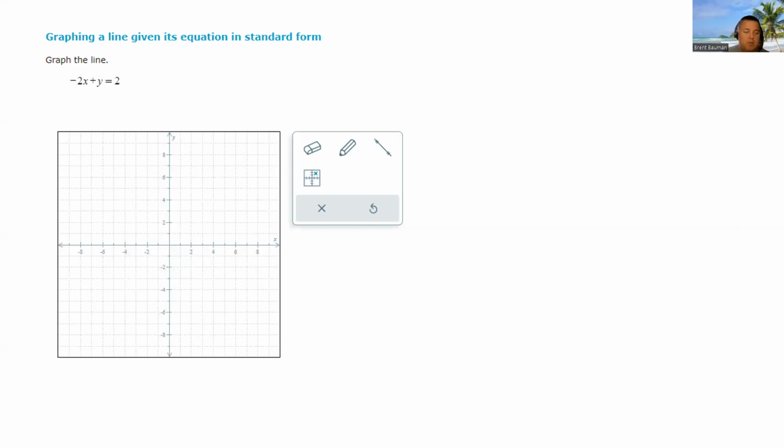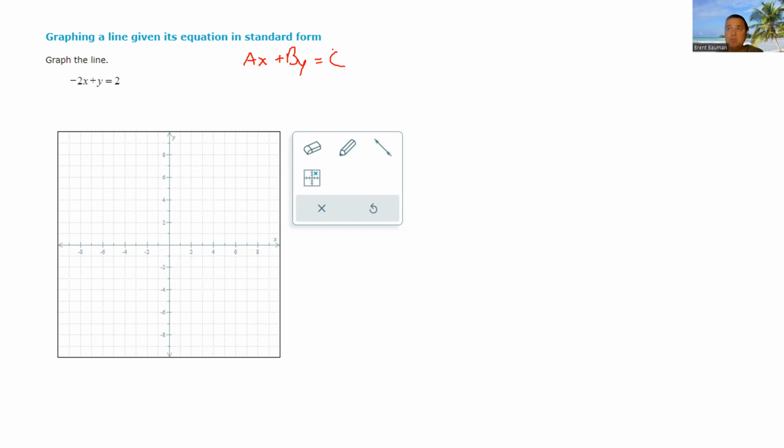Hello, class. I wanted to go ahead and go over graphing a line given its equation in standard form. So we're dealing with a linear equation again here, and the standard form is ax plus by equals c, if you're working with just the standard form. But again, we're graphing a linear equation, so all we need is 2 points.